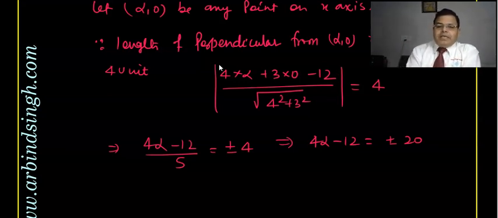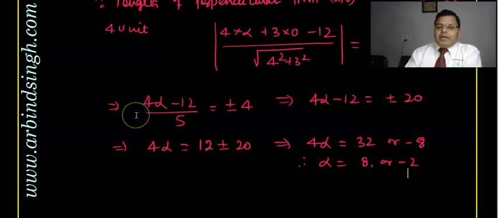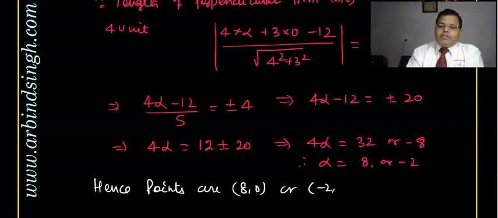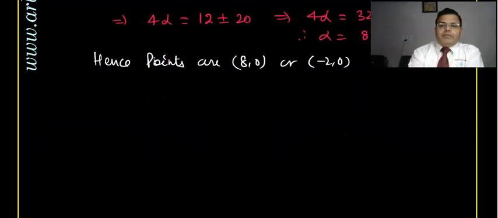Everybody knows this, and therefore 4 alpha must be equal to 12 plus minus 20, so 4 alpha is either 32 or minus 8. Therefore alpha is either 8 or minus 2. Hence the points are (8, 0) or (-2, 0). That will be the answer to this question. I hope you got it. So these are the two points, and that is question number 5.